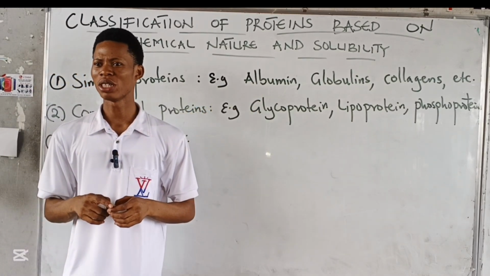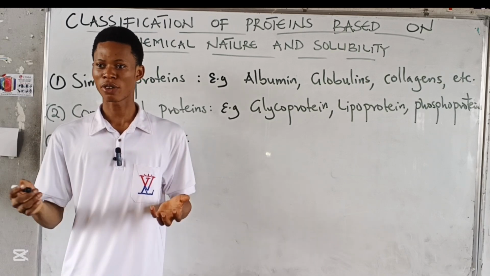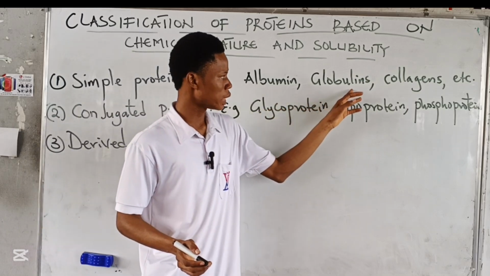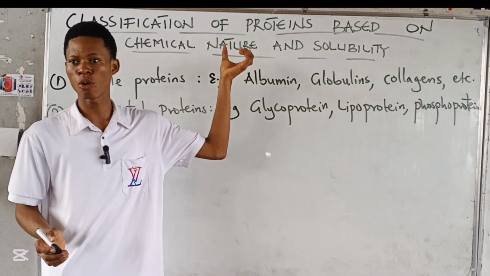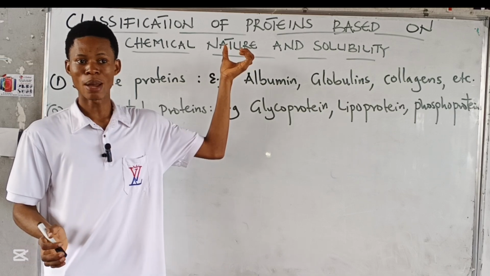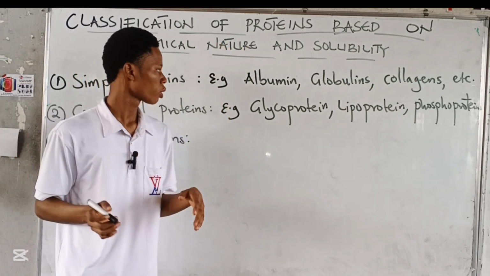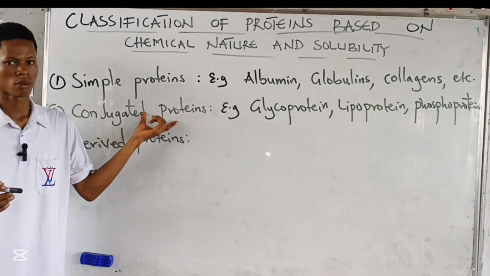Where can we find albumin? Egg, right? Egg white. Egg white, we call it albumin, is it not? Albumin, globulins, collagens, all these are simple proteins. Why are they simple proteins? Because they are made up of what? Only amino acid, no other addition. Good. The next one is conjugated proteins.